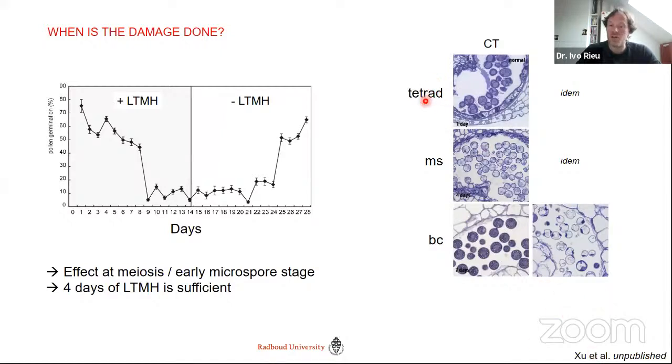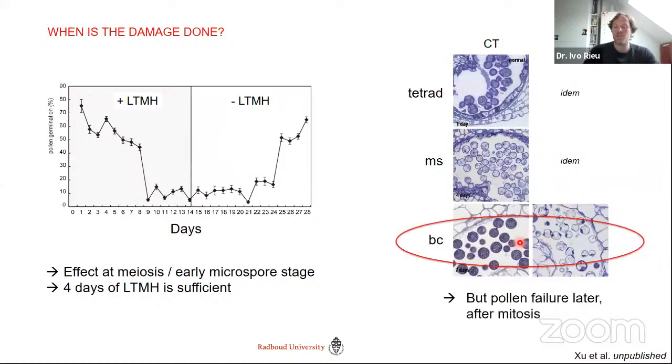If we looked at tetrad stage flowers, we did not see any difference. These plants had already been in 4 days of heat, but still tetrads were fine, microspores were fine, and we first saw the pollen dying after mitosis. So we have bicellular pollen, and here for the first time we see a difference. We have an effect at meiosis, early microspore, but we see the effect much later after mitosis. So this is our answer to when is the damage done.